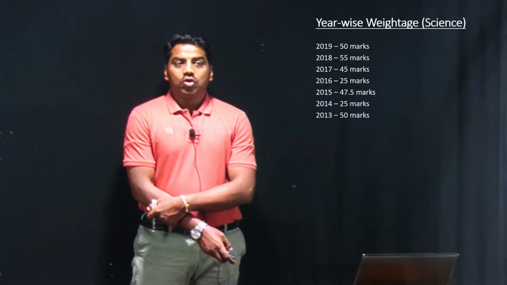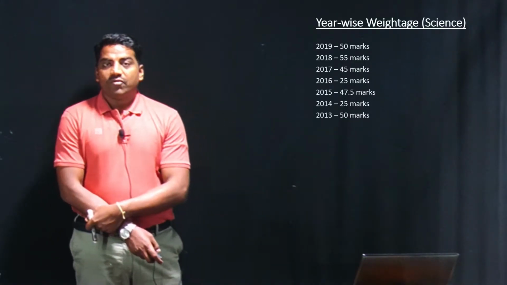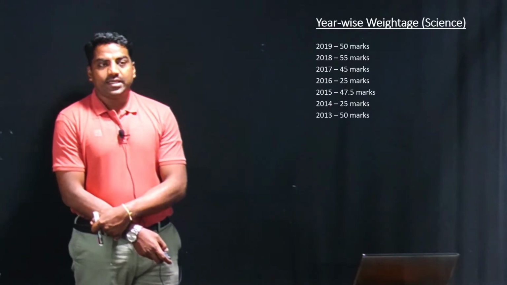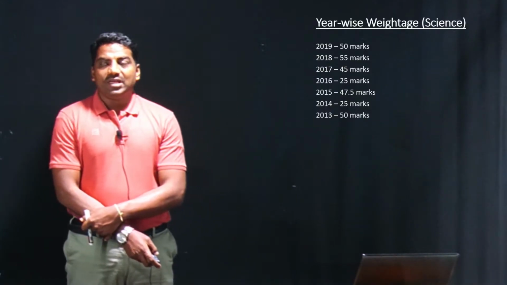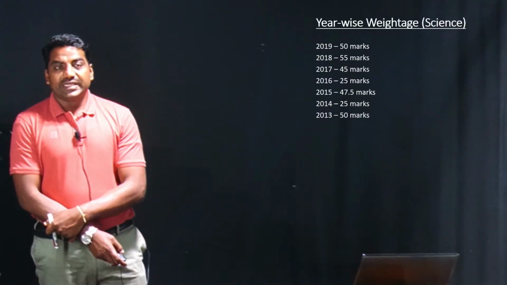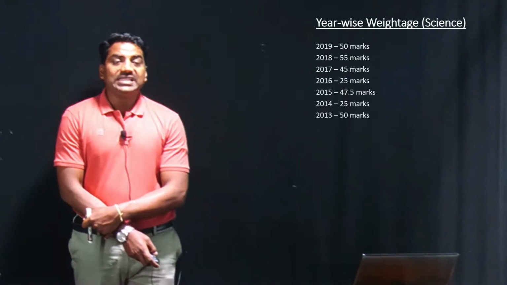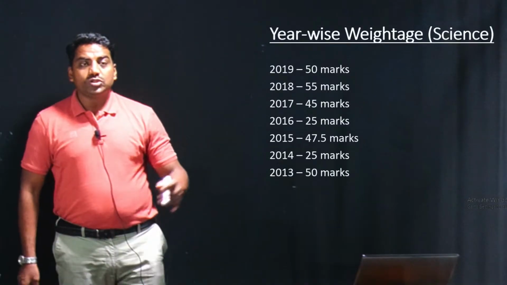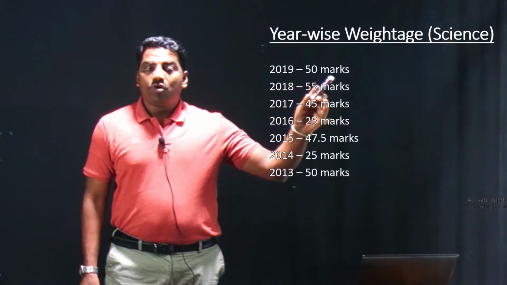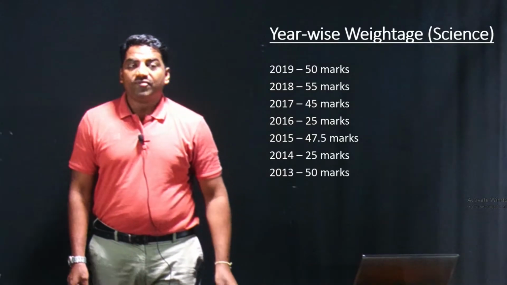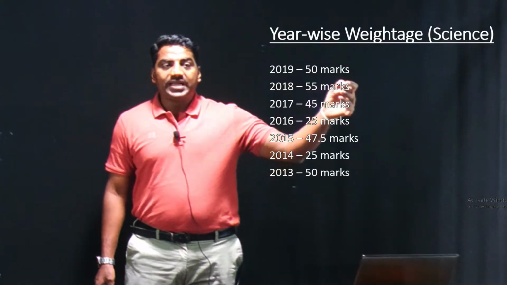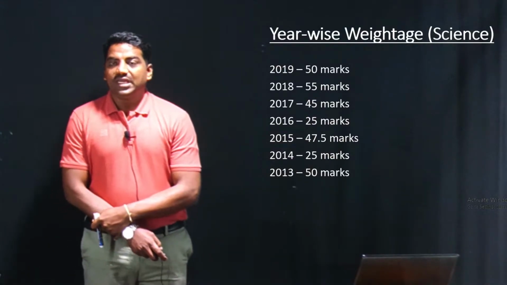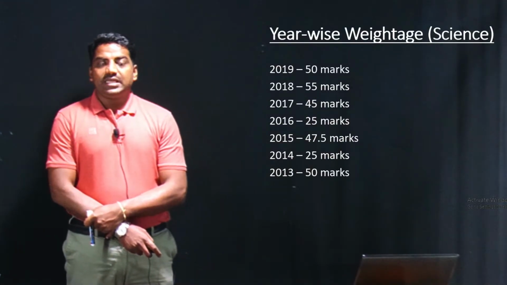First of all, we'll go to the year-wise weightage given for science. If you look at the weightage that has been given for science, even the technology part is included. So for science and technology, the weightage has been like this. 2019, there were 4 questions and they were asked for 50 marks. Then if you look at the other years also, 2018, 55 marks, 2017, 45 marks, 2016, 25 marks.